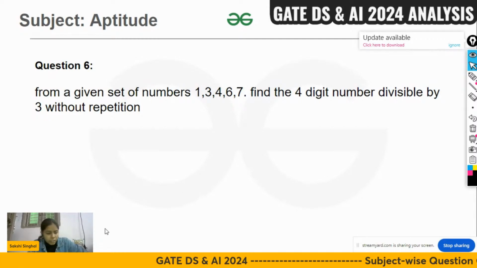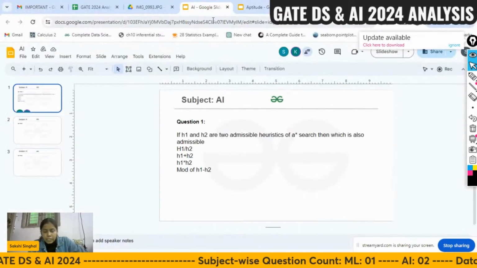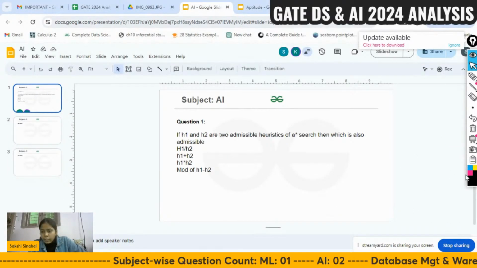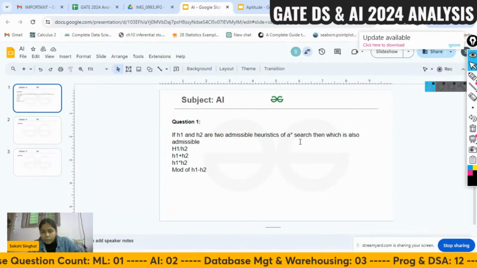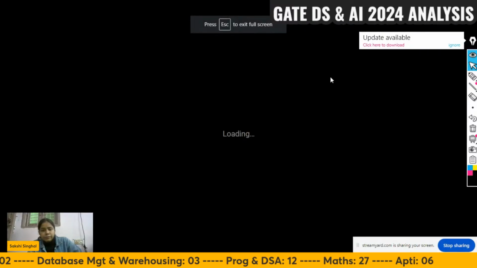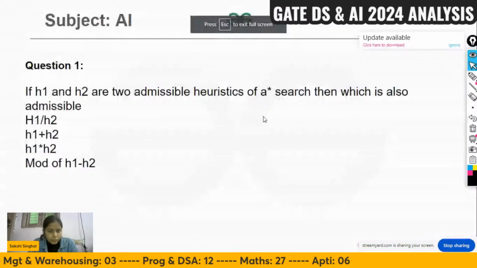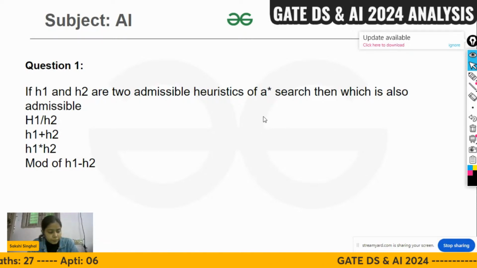So I have one question from artificial intelligence as well. Let's solve it, and then we'll ask other mentors to solve more questions with you. Let me slide show it so you would be able to see it properly. Yeah, so guys, anybody, what you have answered here in this question, just tell me.